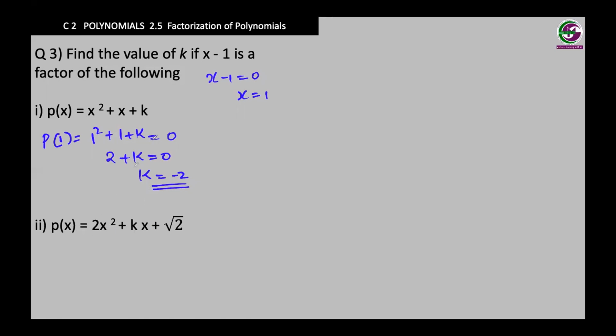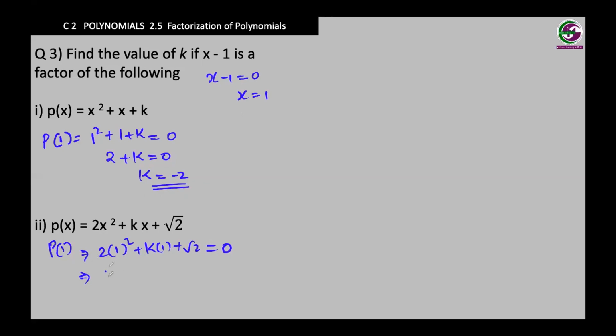Second part, again they said negative 1 is a factor. So we replace p of 1, which is equal to 2 times 1 square plus k times 1 plus root 2 is equal to 0. Again, I'm repeating, we put equal to 0 because they told you that it is a factor. It is a factor means when you substitute, you will get the remainder 0. So let us see what it gives you.